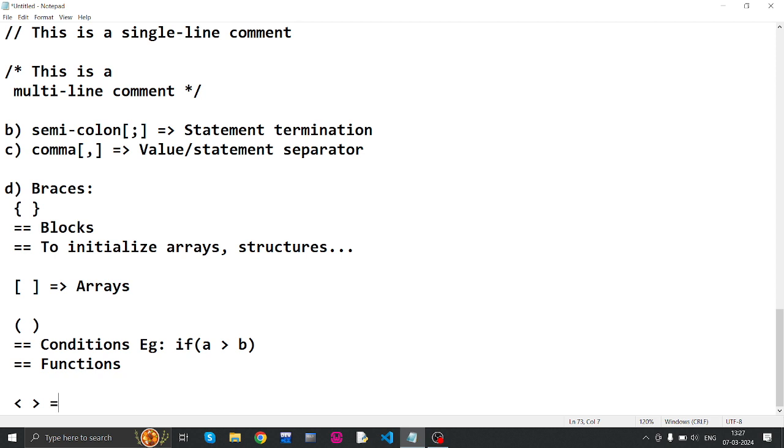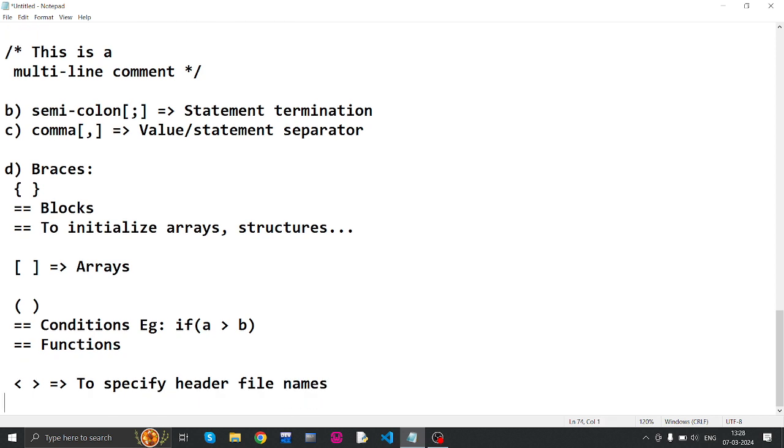And finally we have angle braces. These less than and greater than symbols, we call them angle braces. Angle braces are used to specify header file names. Sir, what is a header file? We don't know right now, we'll see in detail later. But that is one more symbol.